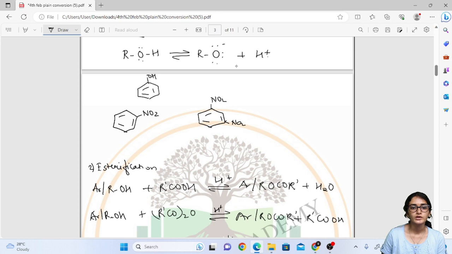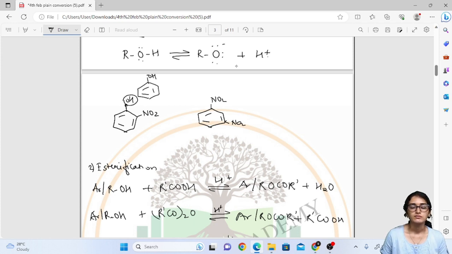But what if we attach the electron withdrawing group, that is NO2, the nitro group? If we attach a nitro group to the benzene ring along with the OH group, then what will happen? This nitro group has a tendency to withdraw electrons. So if this nitro group withdraws electrons from the benzene ring, then the polarity, or the attraction, of this OH will become stronger. So the polarity of this OH group will be more if we attach a nitro group.